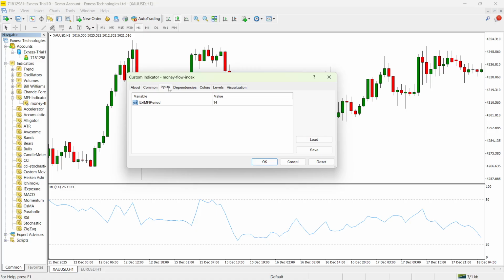As for the indicator settings, the only input is the ExtMFIPeriod, which controls the number of bars used in the MFI calculation. A shorter period makes the oscillator more sensitive and reactive, while a longer period produces smoother, slower moving readings. The overbought and oversold levels of 80 and 20 are set as the default thresholds and can be adjusted directly in the indicator settings to suit different instruments or trading styles.